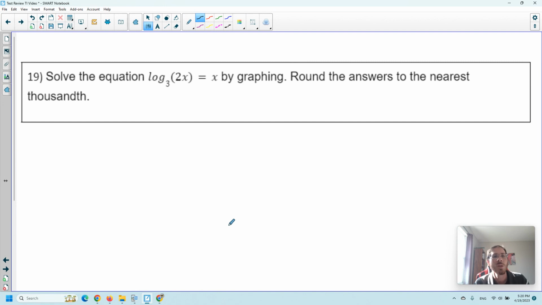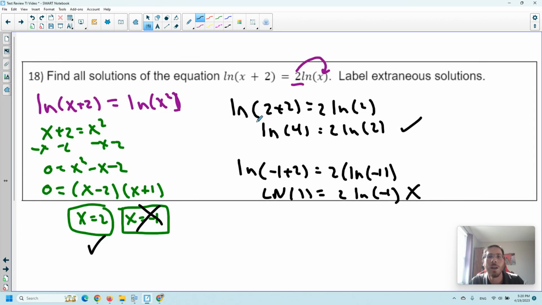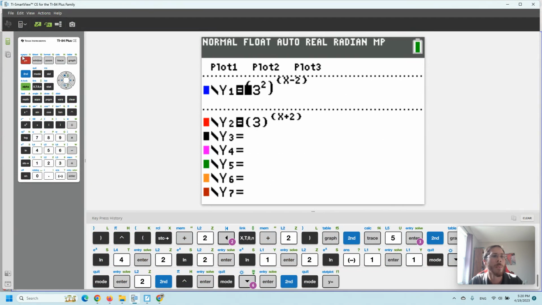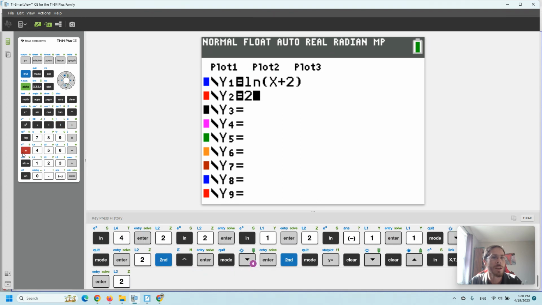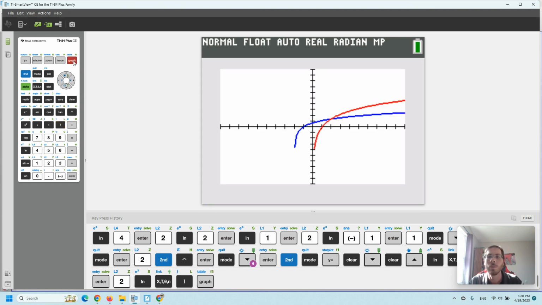So for 19, solve the equation. Oh wait, no, we gotta go back. I gotta show you how to do it with a graph. I almost forgot. ln of x plus 2 and 2 ln of x. That would have been bad. So we can graph it, and we can see that they do connect right here. That definitely looks like 2.